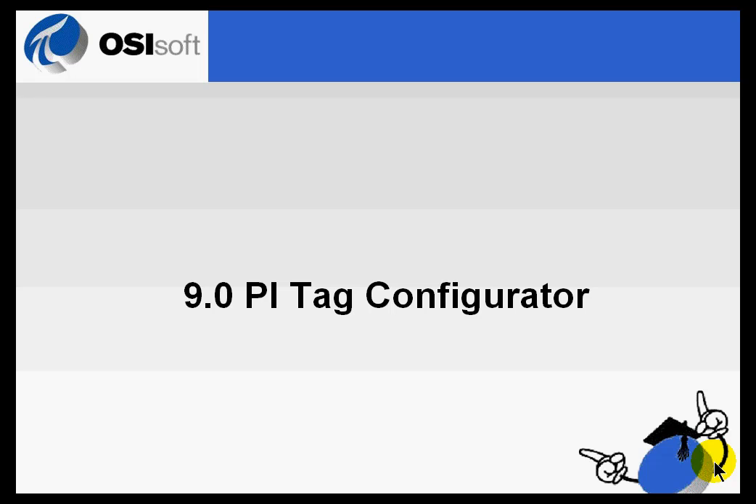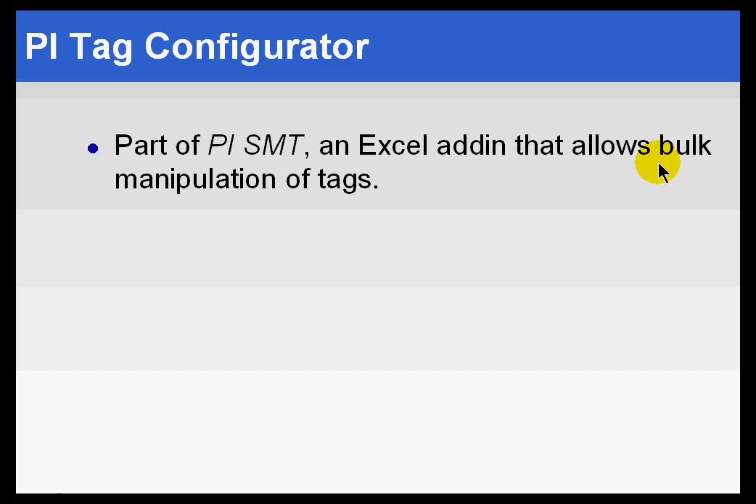Section 9.0, PI Tag Configurator. The PI Tag Configurator is an add-in to Excel that ships with PI-SMT that allows for bulk manipulation of tags.